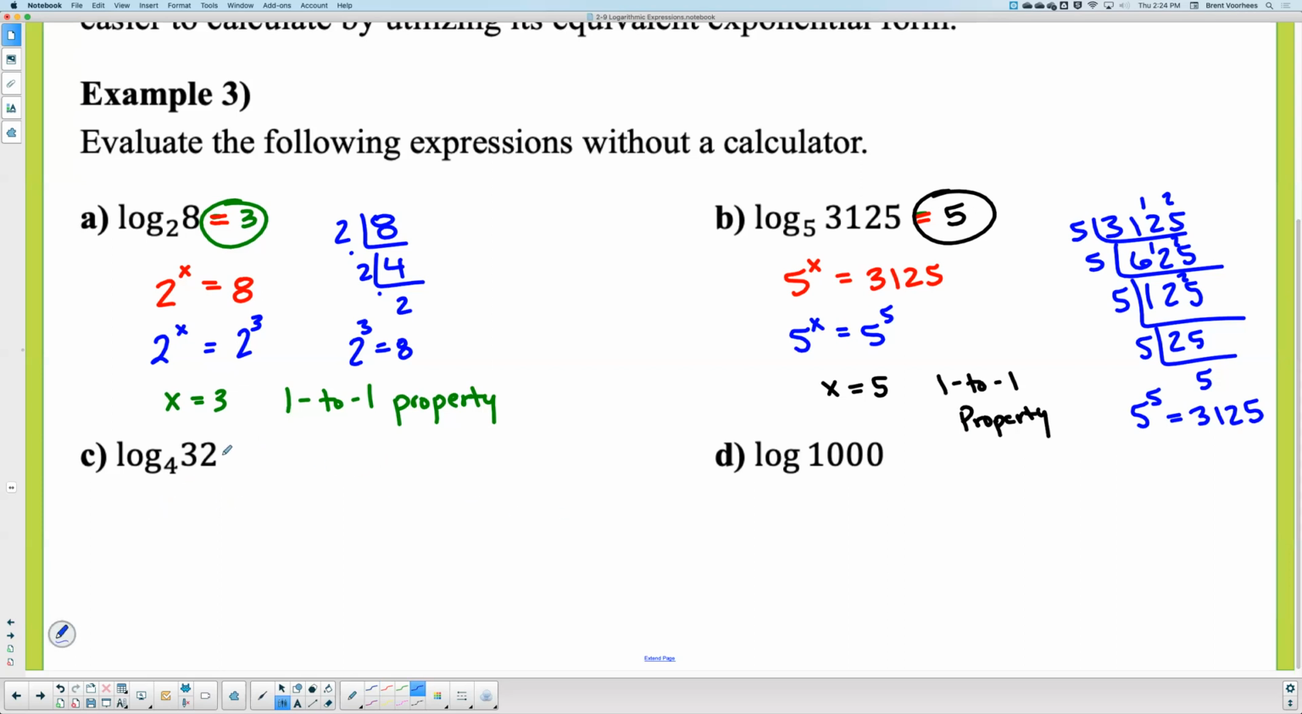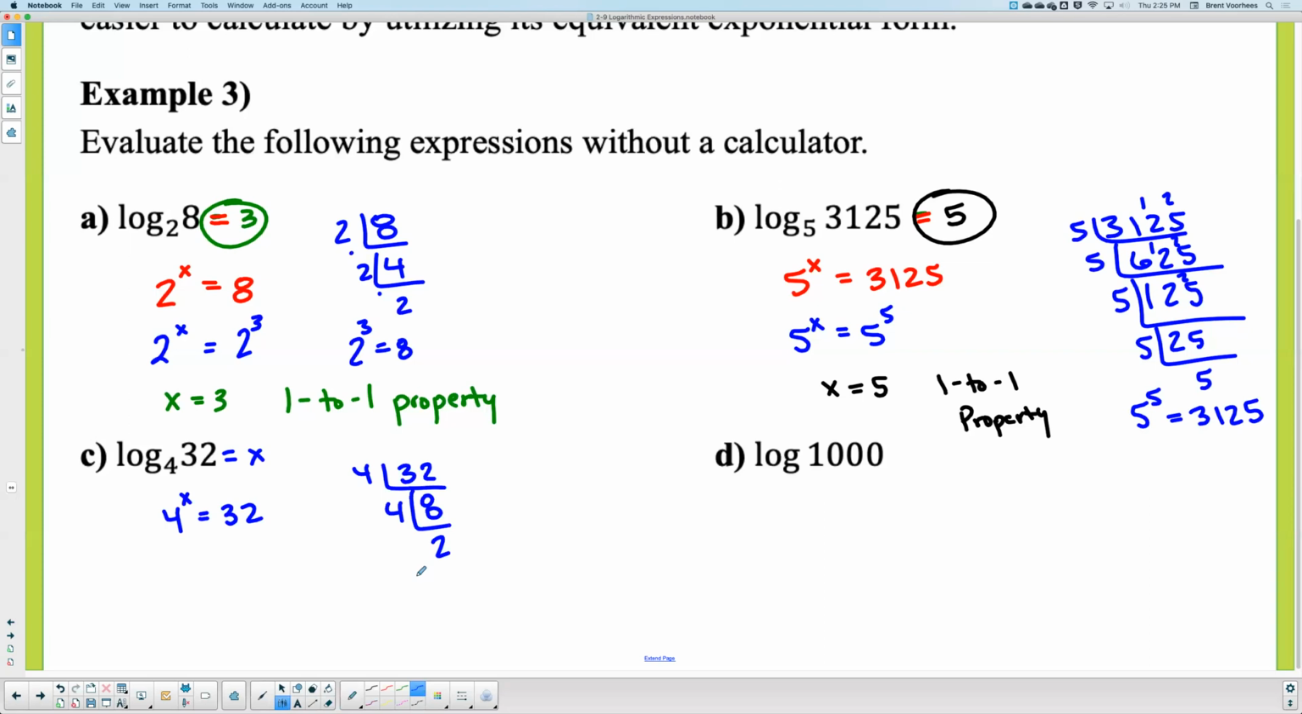Because, let's first convert it. 4 to the power of x equals 32. So I first convert it like that. Now we're going to say the larger number is 32, not 34, 32, and 4 goes into 32 how many times? 8. And 4 goes into 8 how many times? 2. And we have a problem.